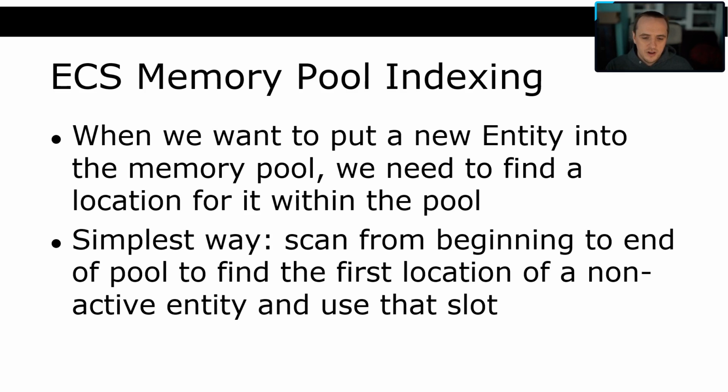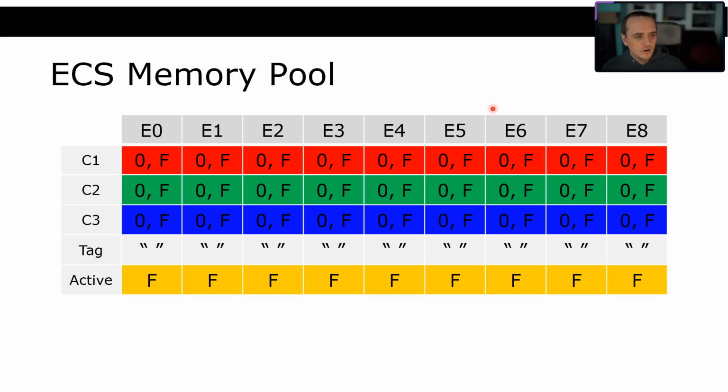So when we put a new entity into the memory pool, we need to find a location for it within the memory pool. What we're going to do, naively, is just the simplest possible thing, which is scan from the beginning of the pool all the way to the end of the pool and find the first location of a non-active entity, and we'll use that slot. Okay? So here we'll do an example step by step of what that looks like inside the memory pool.